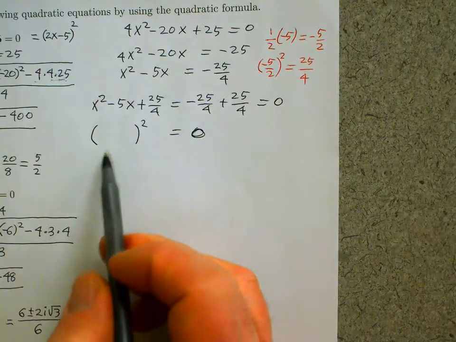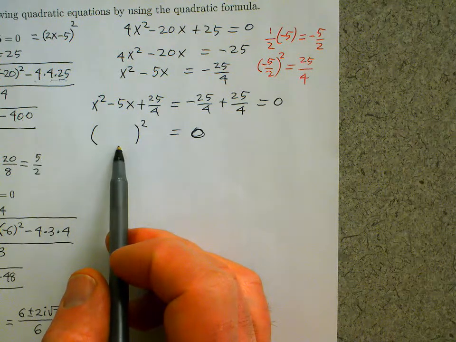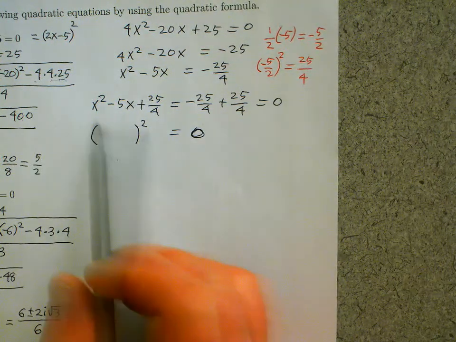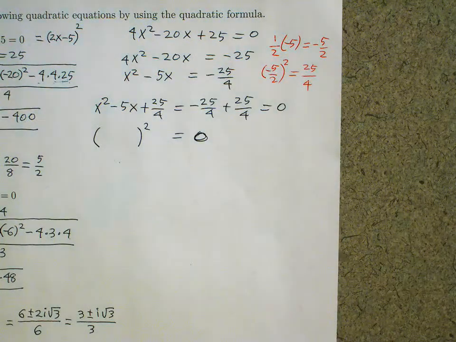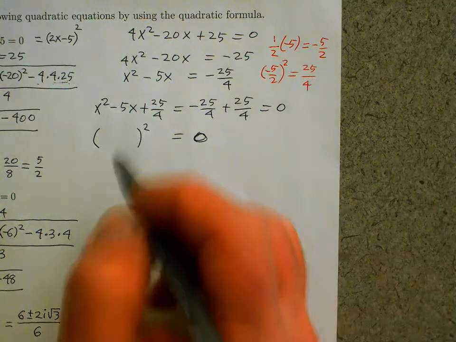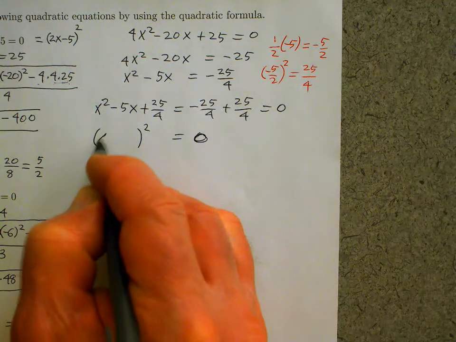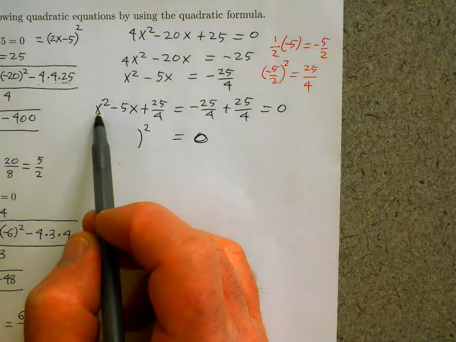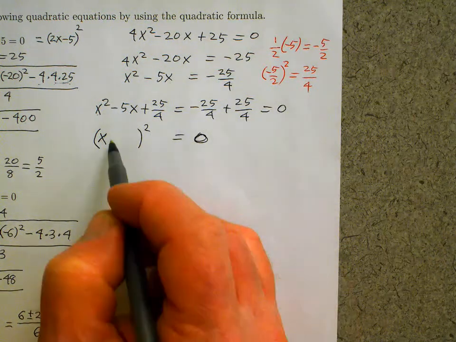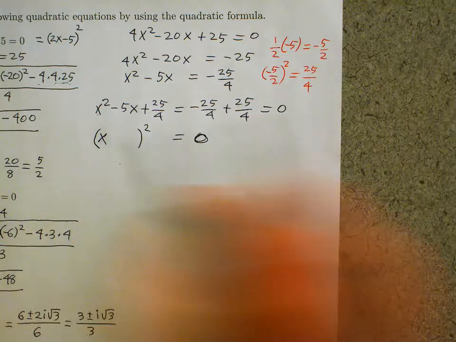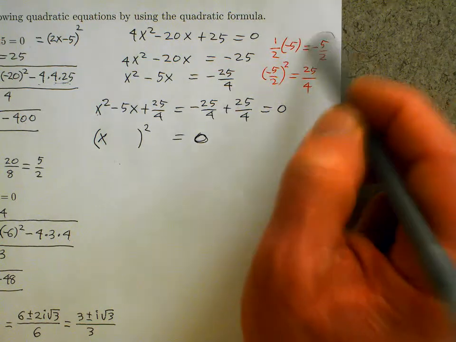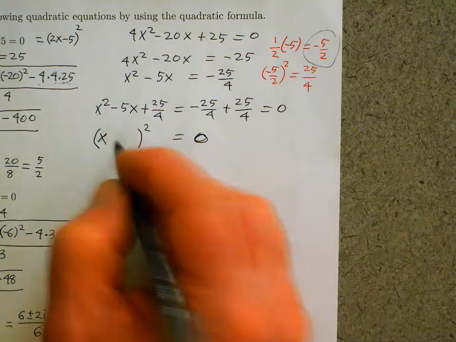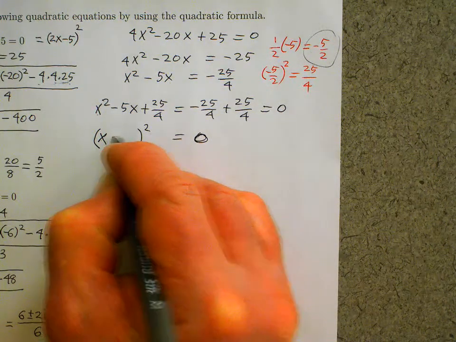So what's the binomial that we have to square that when squared equals x squared minus 5x plus 25/4? Yeah, we know that the binomial has to have x because the perfect square trinomial has x squared. The number that follows is the same one that we get when we took 1/2 of -5. So that number is -5/2, so inside the parentheses we write x minus 5/2.